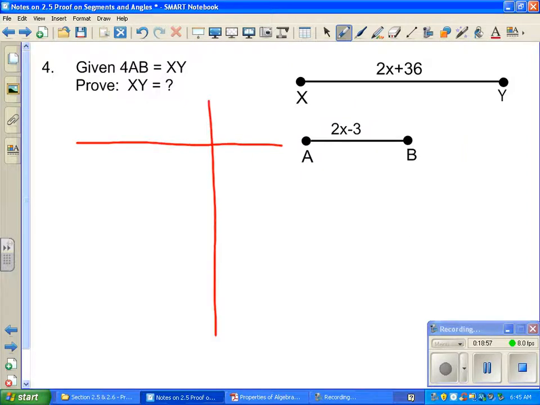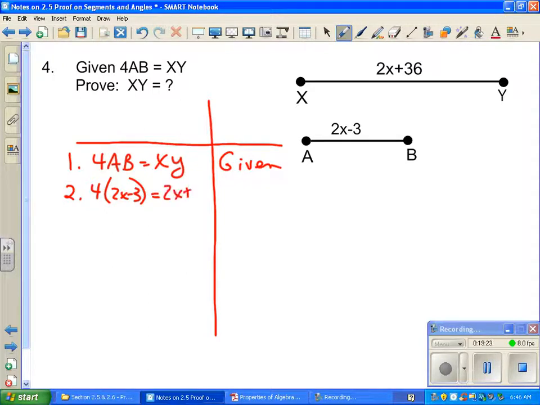Alright, so in our proof we start off with our given, 4AB equals XY. And since it's already set up as an equation, we can go straight to plugging in that AB is 2x minus 3. Notice I put parentheses around that so I can show I want to multiply 4 times the whole entire item that represents AB. And that XY is 2x plus 36. So that is substitution, because we have just replaced all the letters that represent segments with what they represent lengthwise.